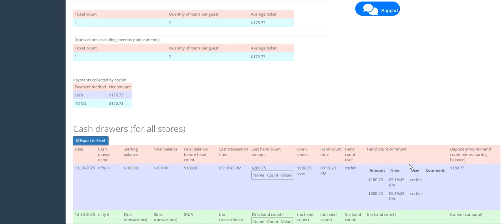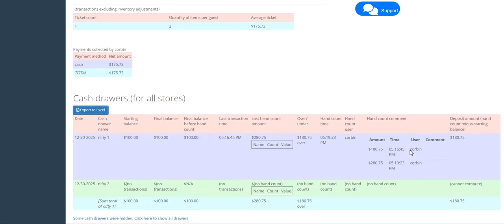Click here for details. If I click there, I can see the user and the timestamp here. So the first count was recorded at 5:16, the next one at 5:19. The first one was recorded for $180.75, the second one for $280.75. So I do have the details here, but notice that that over-under amount is reporting only that final hand count minus what the drawer balance was before doing the hand count, and it had already been reset to $100. And so now it's reporting $180 over amount.